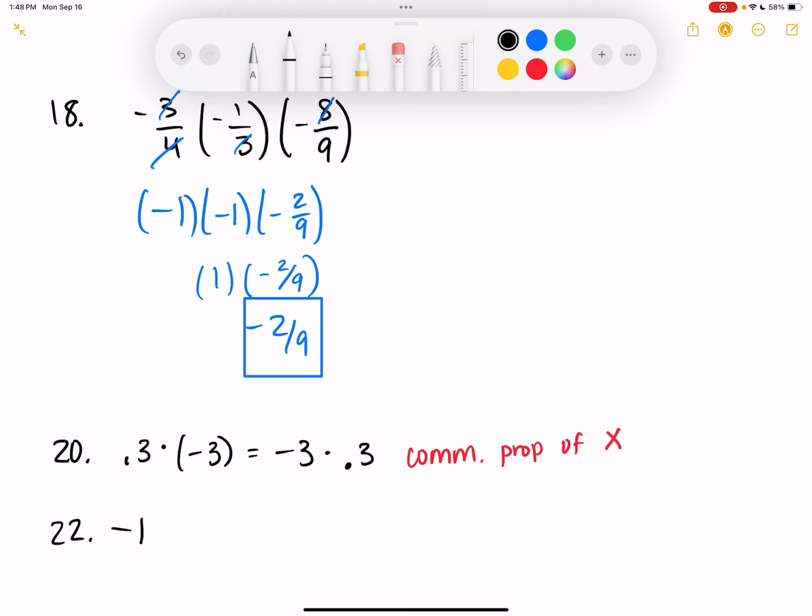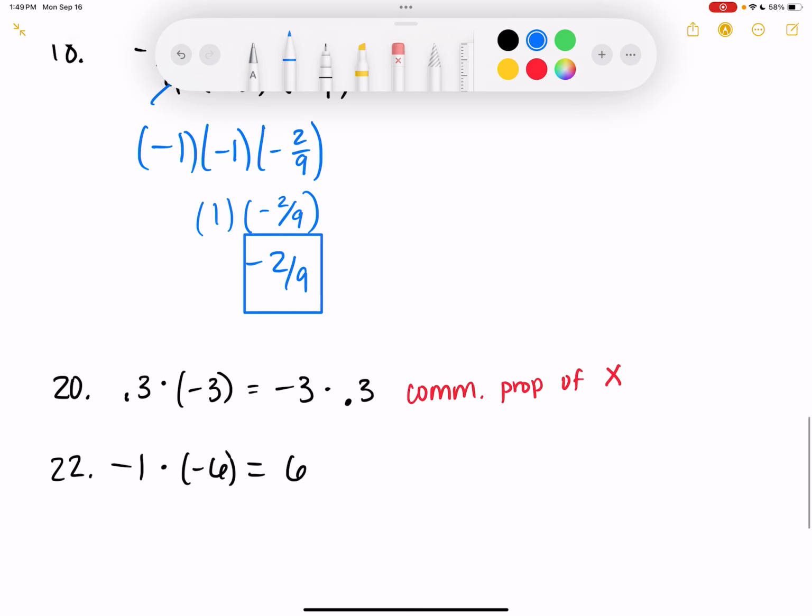22: -1 times -6 equals 6. Which property is this one? Property of -1. Yes, they've technically lumped two together, but I would take that. Property of -1.